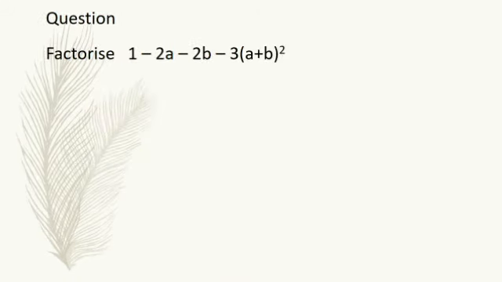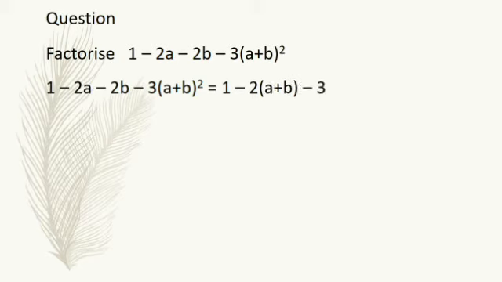Another question, factorize 1 minus 2a minus 2b minus 3 into (a plus b) whole square. It doesn't look like a trinomial because it has many terms. But by simplifying, we can bring it into a trinomial. In minus 2a and minus 2b, we have minus 2 as common factor. By taking it out, we can get the polynomial as 1 minus 2 into (a plus b) minus 3 into (a plus b) whole square.